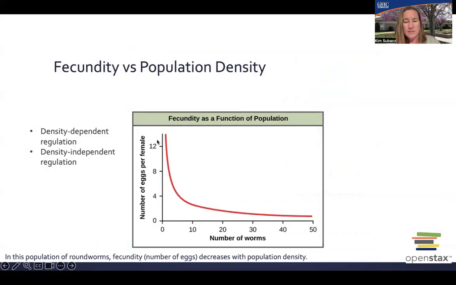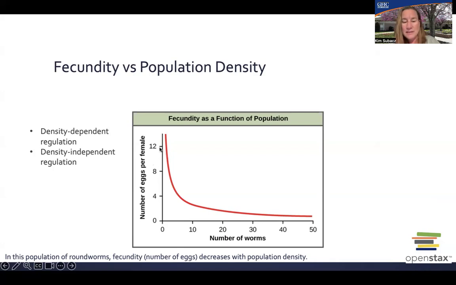Fecundity versus population density. Remember we talked about if the fruit flies were sperm depleted and they only had so much left, they were going to choose the more fertile female, the larger fruit fly. In this situation, fecundity is related to population density. So on our x-axis in this diagram, we have the number of worms starting at low population and getting up to a high population. And then you can relate that to the y-axis, which is the number of eggs per female. So what's the fecundity?